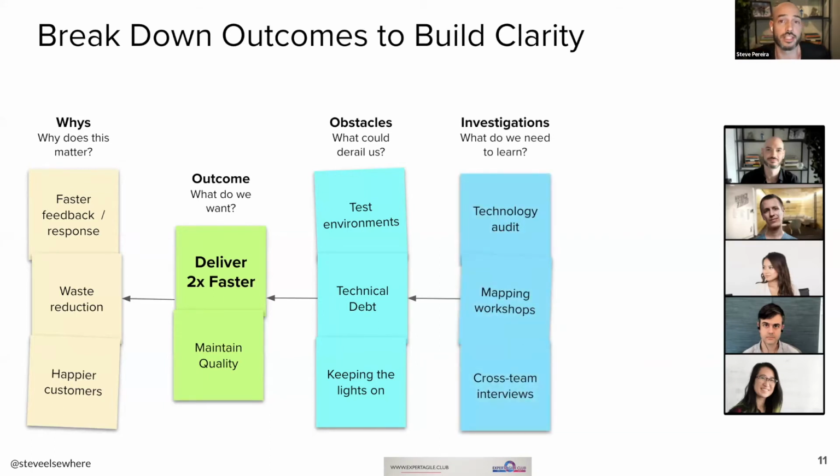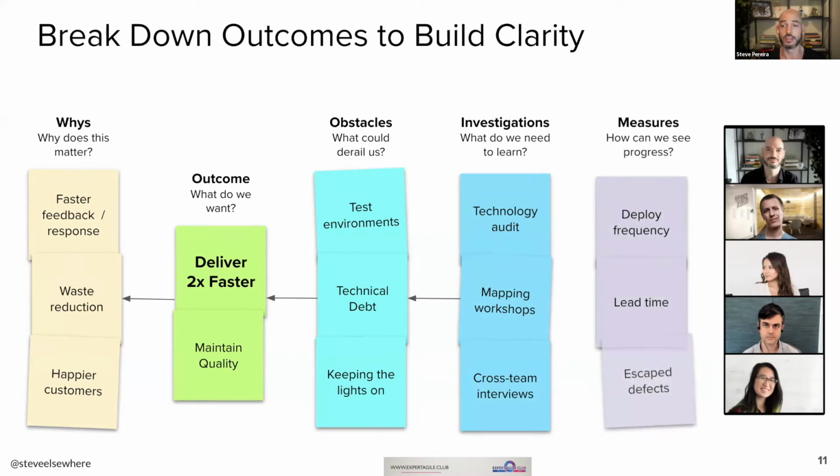And that brings us to investigations. How can we find out more about our obstacles so we can avoid them? How can we find out more about our target outcome so that we can head towards it most directly, right? If we understand more about the landscape, we can understand what is the best path to get to our destination.